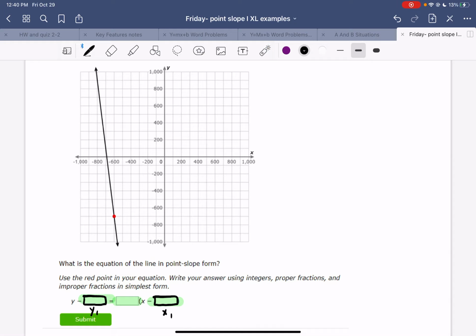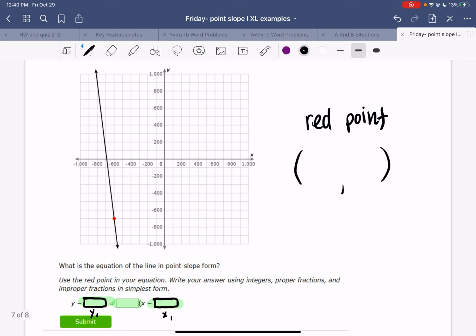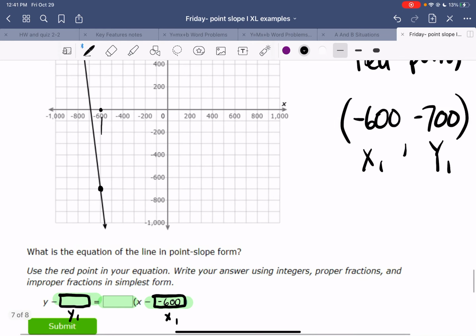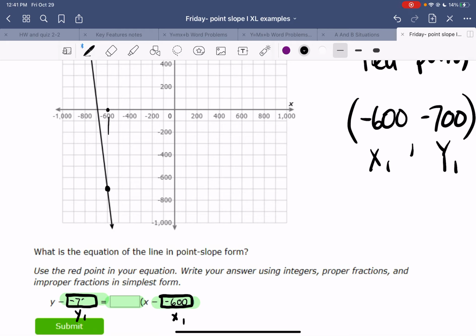So let's look at this here, and we're going to write a coordinate pair for the red point. So the coordinate pair here is going to be negative 600, negative 700. So this is x1, this is y1. And so now in my boxes down here, my x1 is going to be negative 600, and my y1 is going to be negative 700.